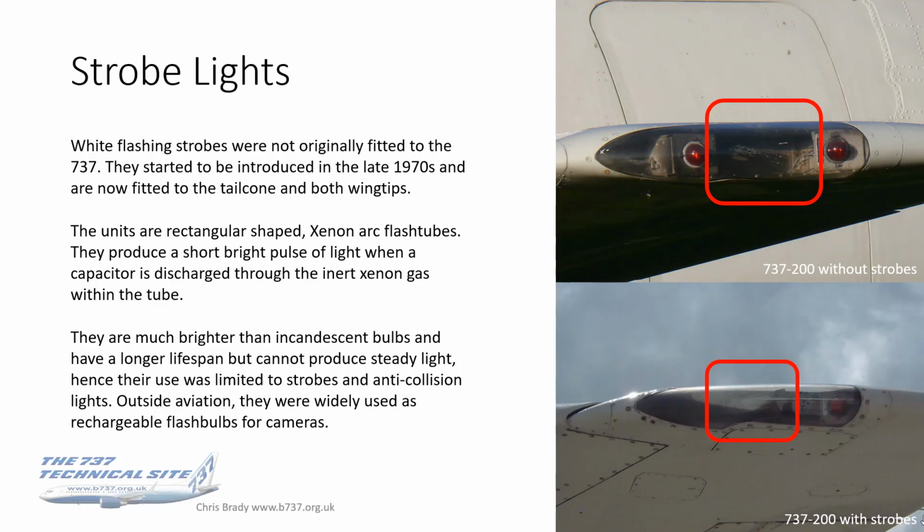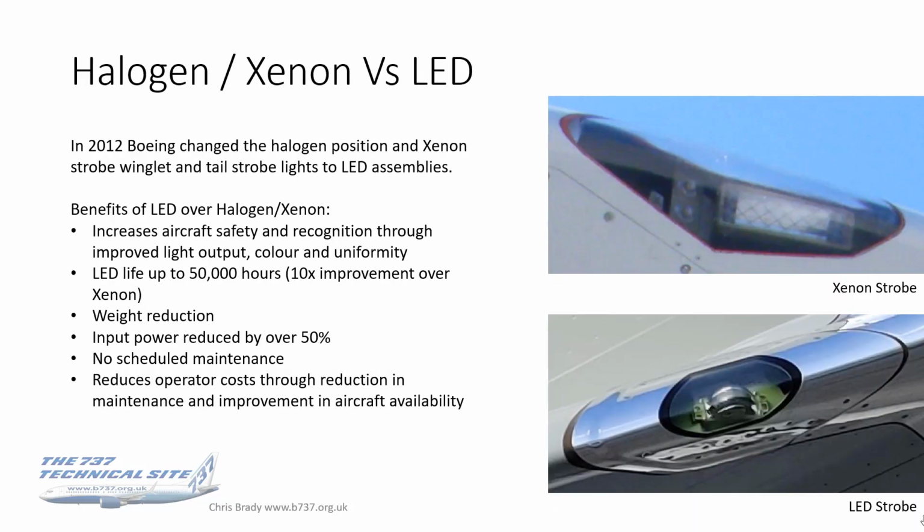Outside aviation, these are widely used as rechargeable flash bulbs for cameras. So if you've got a camera, you'll see this trademark rectangular shape, with a very bright light off it, but only for a fraction of a second. In 2012, Boeing changed the halogen position and xenon strobe winglet and tail strobe lights to LEDs. Like everything else, it's all moving towards LED. Again, listing benefits of LED over, well, specifically halogen and xenon.